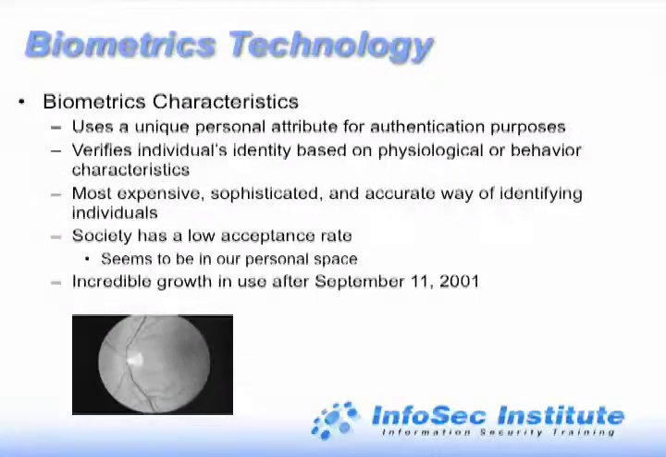Okay, biometrics. Again, these use a unique personal attribute for authentication purposes. It verifies an individual's identity based on physiological or behavioral characteristics, and is also the most expensive, sophisticated, and accurate way of identifying individuals. Society has a low acceptance rate depending on the item. I know with fingerprinting, a lot of people do not like the idea of somebody fingerprinting them. Yeah, I went till I was about 25 before I ever got fingerprinted. And then I know a lot of people that haven't been fingerprinted their whole lives.